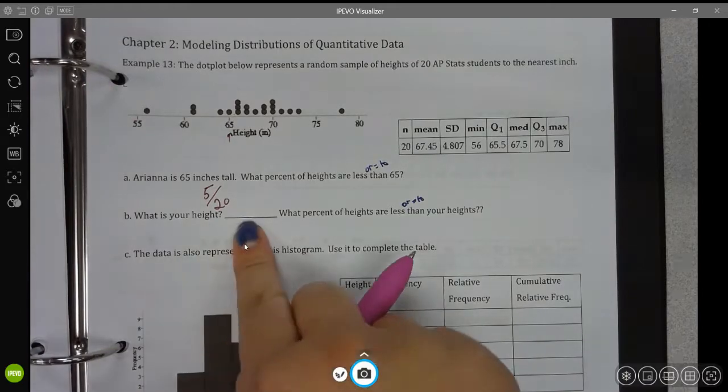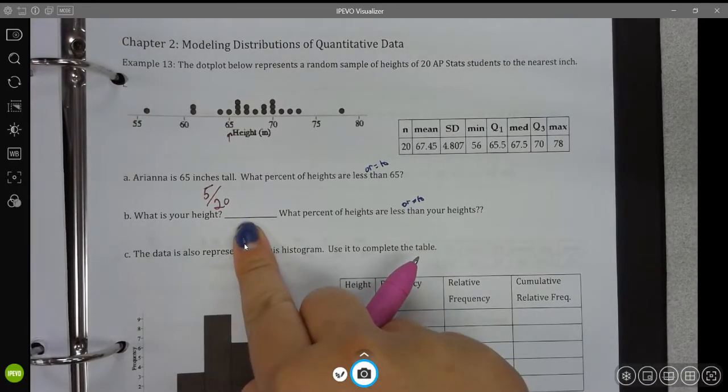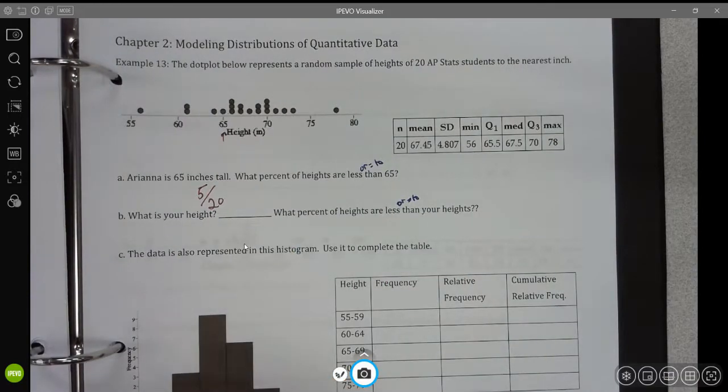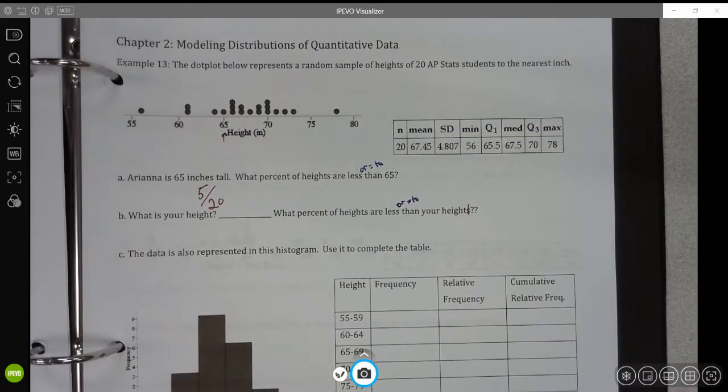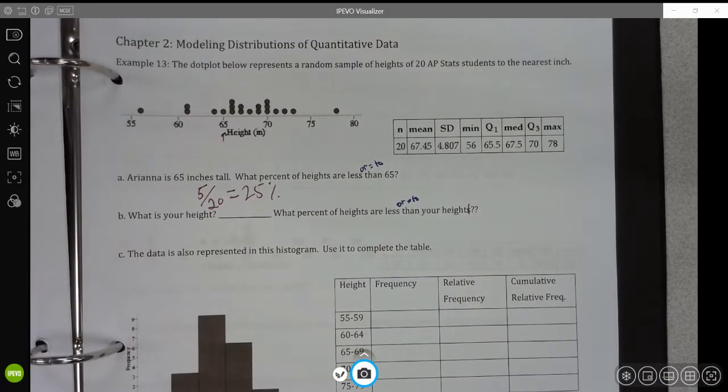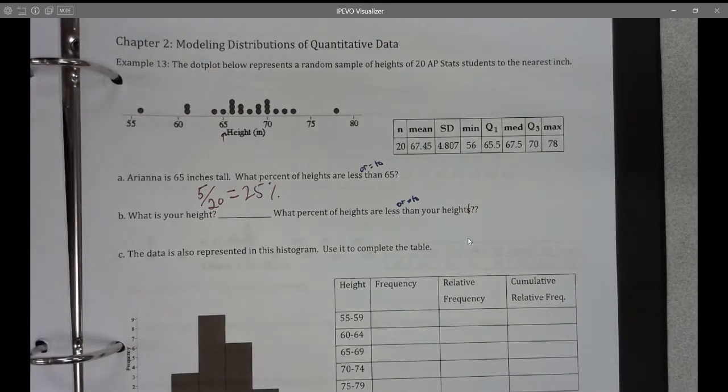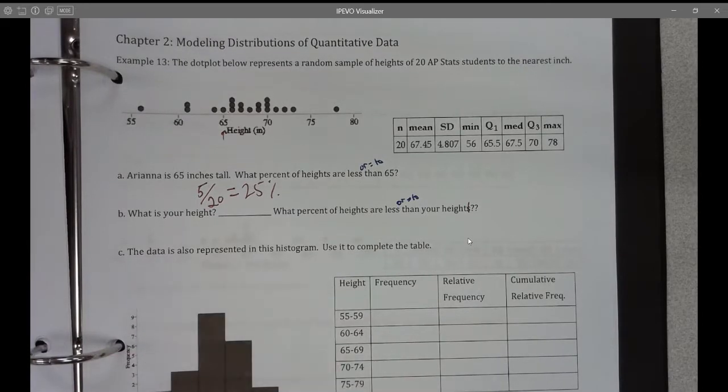I want you to put your height in here, at least your best guess. We are in inches, so make sure you have your height in inches. And then pause the video and fill in which percent of heights are less than or equal to your height. All right, so I'm not going to put an answer there for B because, of course, it depends on what your height is. I have now put the data into a histogram for you.